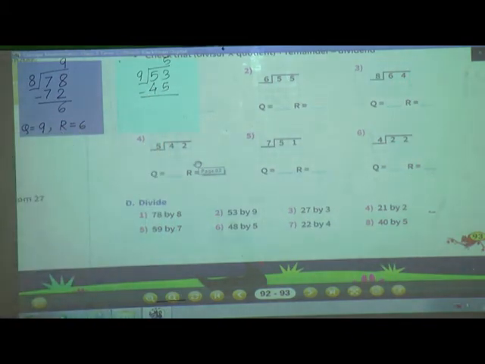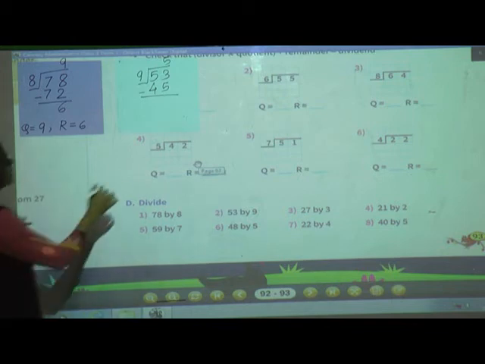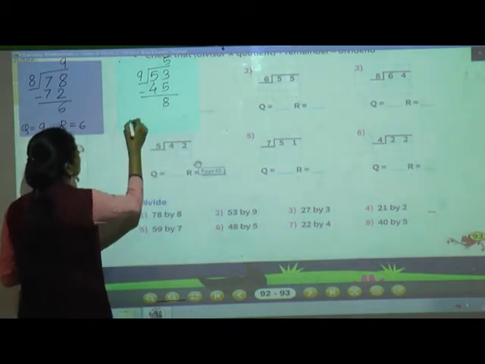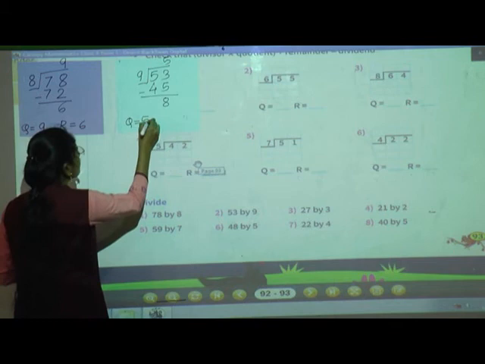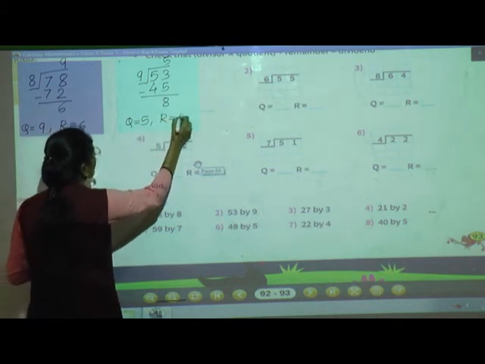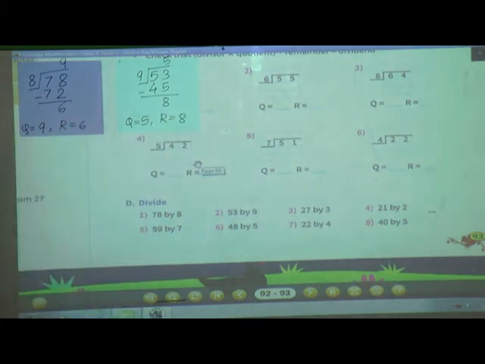Now 53 minus 45. Do the subtraction. Count on your fingers after 45: 46, 47, 48, 49, 50, 51, 52, 53. How many are remaining? 8. So what is the quotient? 5 is the quotient and remainder is 8. Understood? Okay.